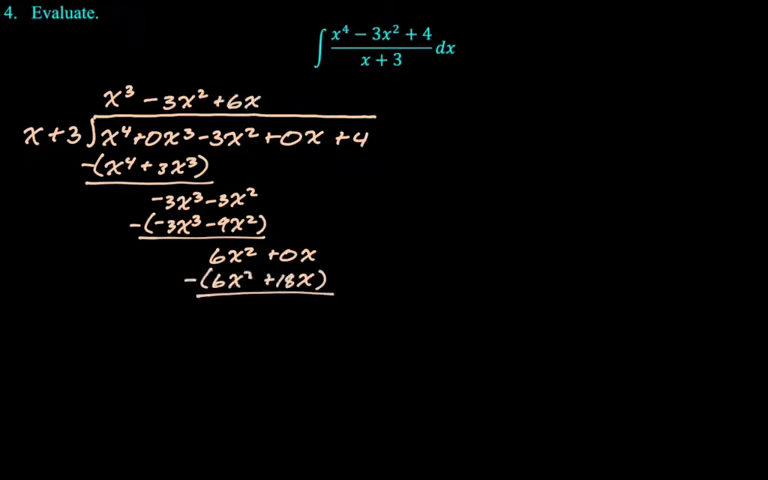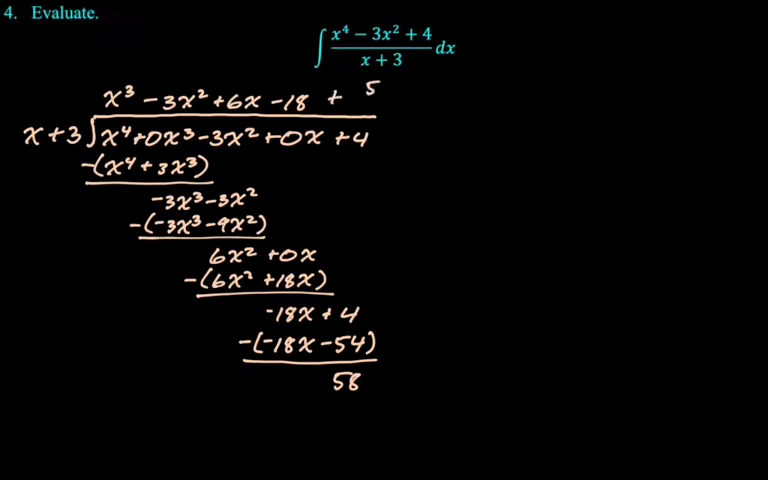Do the multiplication, subtract down, we're going to be left with negative 18x, bring down the 4. We need to multiply x by negative 18 to balance out negative 18x. So we do the multiplication, subtract down, we're left with 58. 58 is a lower degree than x, so we're done. So really, I'm going to put the remainder up here.